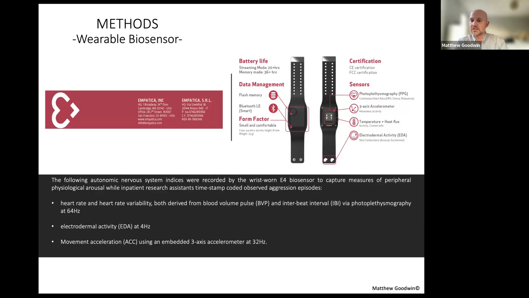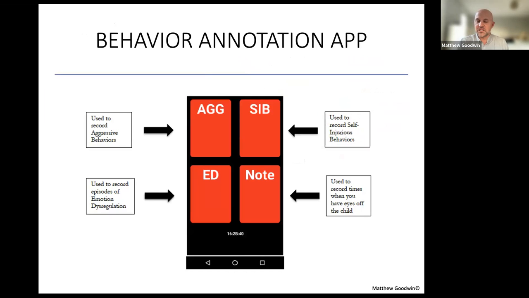So these are worn by the inpatients with autism. And then we've developed an app at Northeastern that enables you to make time-stamped annotations of the topography and its onset and offset. So research assistants who are in these clinical settings are using this app to essentially annotate what they're observing in the participant who is wearing the sensor.